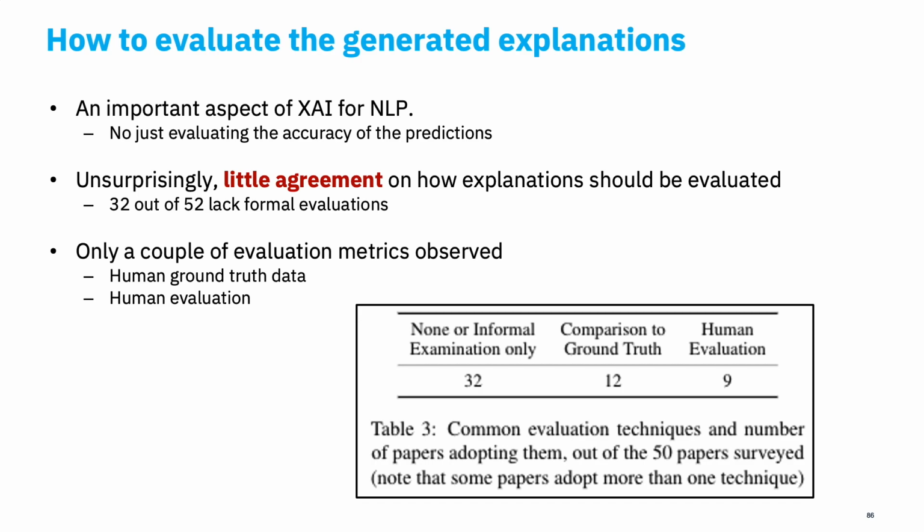Very few of these papers adopted some forms of formal evaluation, which can basically be grouped into two categories. One, evaluating with human ground truth data, and two, human evaluations.